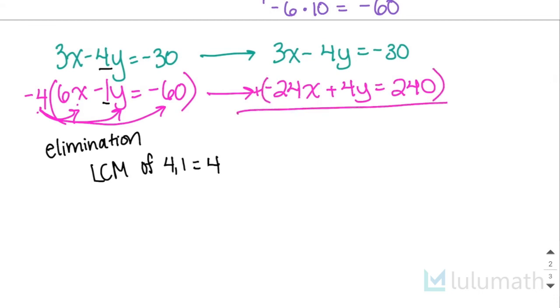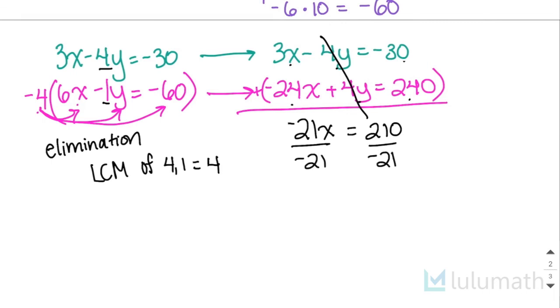So I can go ahead and add these guys together right here. And when I add them together, 3x and -24x is -21x. -4y and +4y gives me 0, and then -30 plus 240 is 210. Divide by -21, and I get x equals -10.